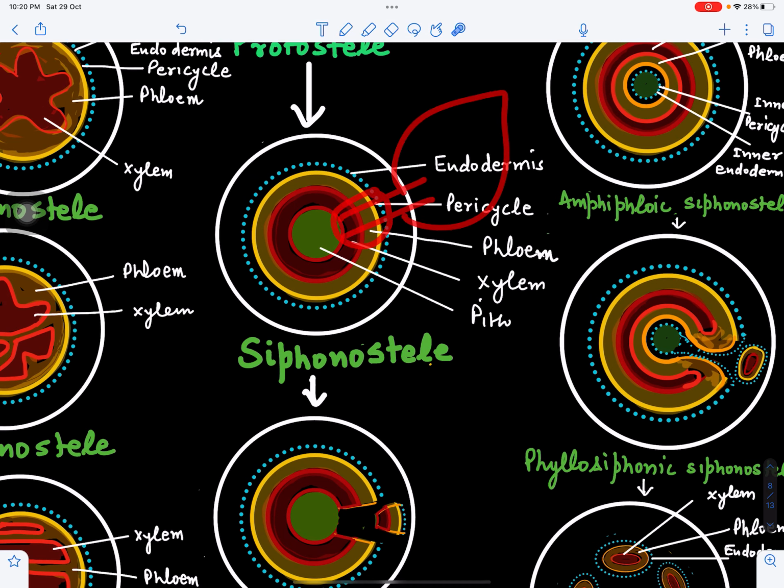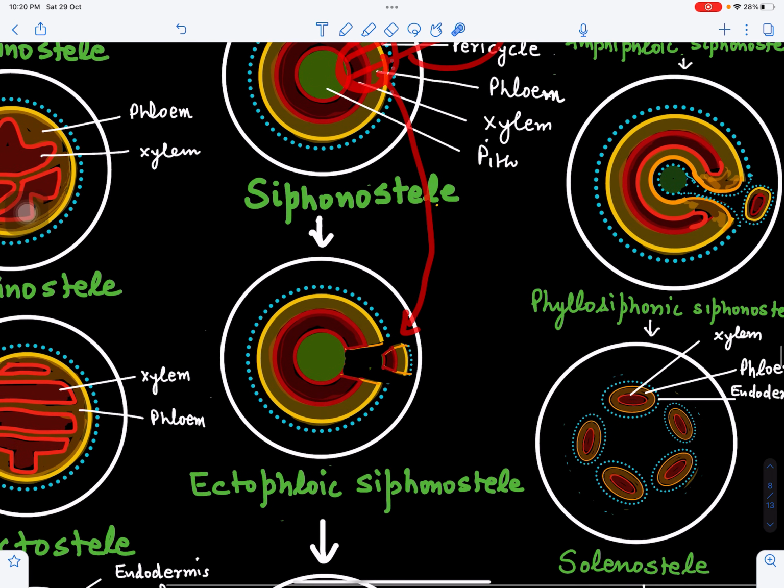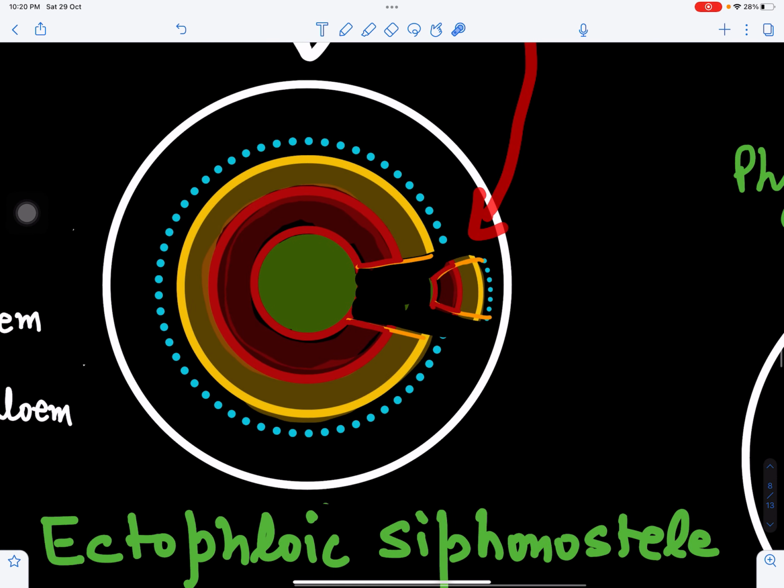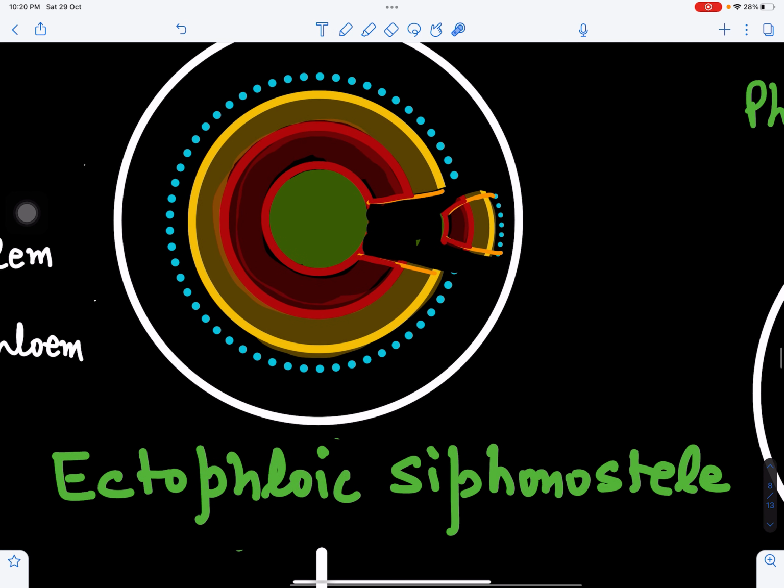So here this part of the vascular tissue will get separated like this. So leaf gap will be created. So we can see here leaf gap. Then it is called as amphiphloic siphonostele. So this is amphiphloic, and this is the supply going to the leaf. So leaf gap is created. So this is called as amphiphloic siphonostele.